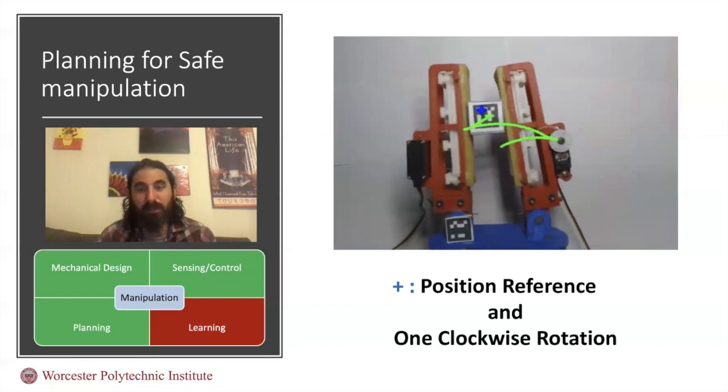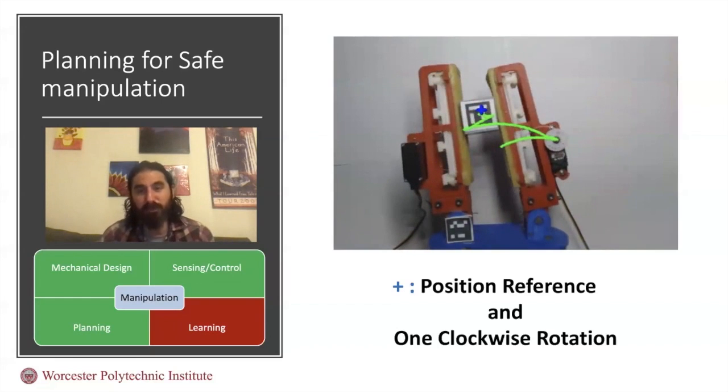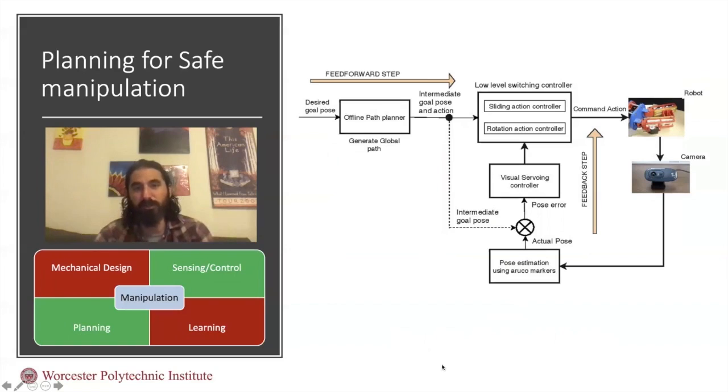So here you see a pose correction algorithm that has a position error but also an orientation error. The system finds an efficient way to correct the orientation error, which was one clockwise rotation, while also reducing the position error. And we have quite accurate results here.